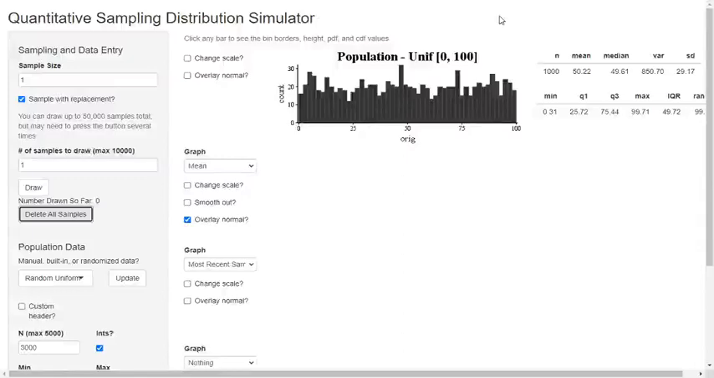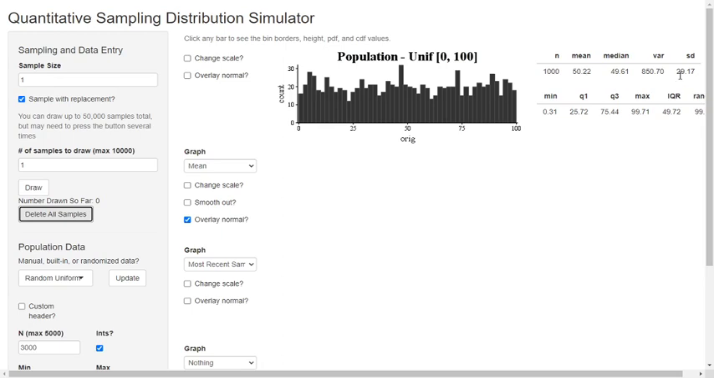Last time we looked at the sampling distribution of a proportion. Today we're going to look at what the sampling distribution of the mean is. So we're going to start with a population of 1,000 data points with a uniform distribution between 0 and 100. So as you can see, the average is a little over 50, as we expect.